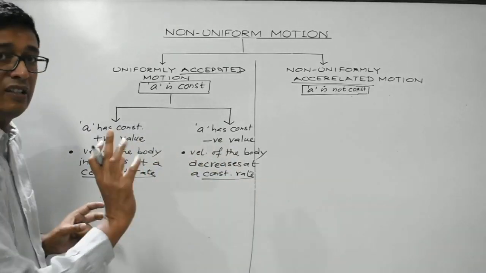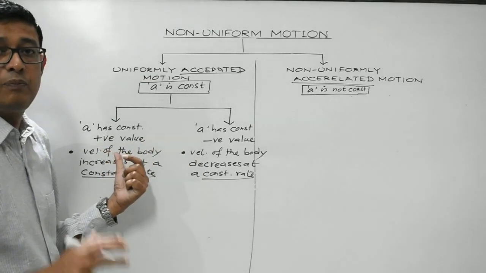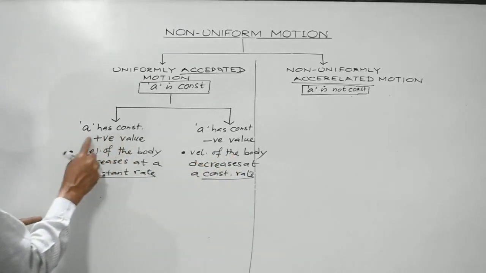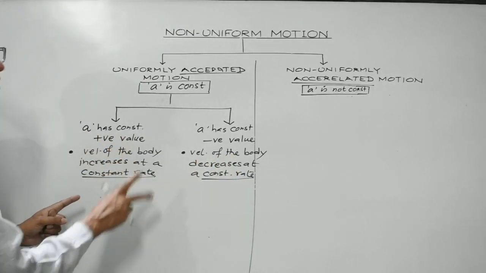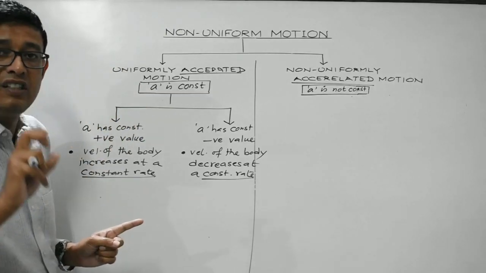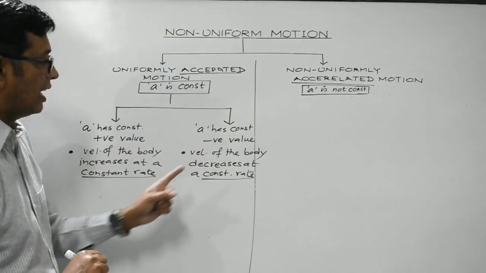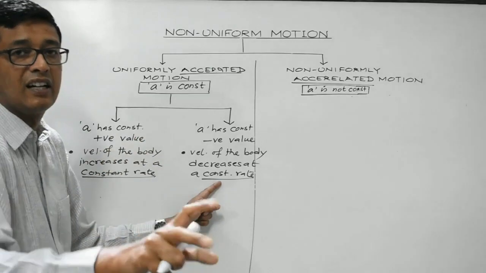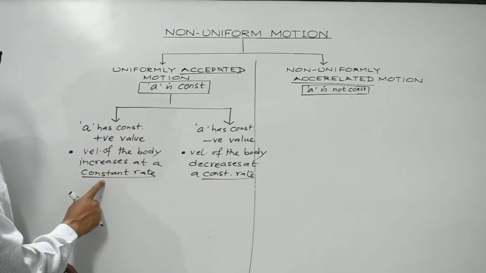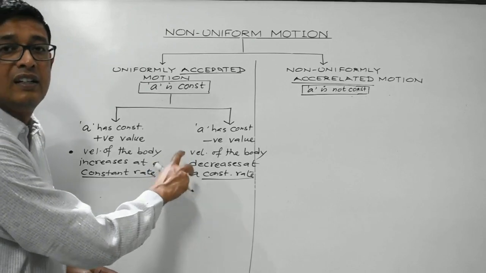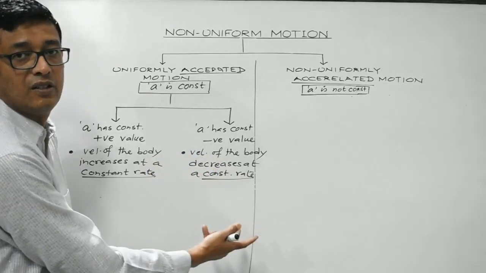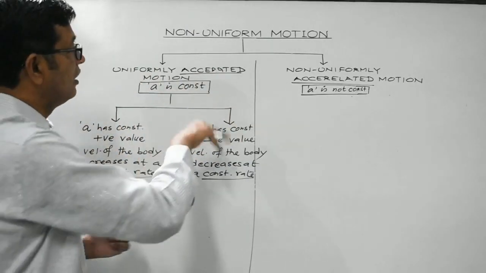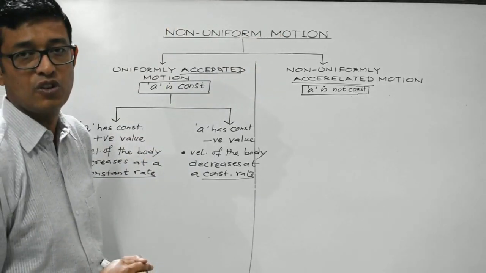In both cases, A is constant. But in this case, A is having positive constant value. In the second case, A is having constant negative value. If it possesses constant positive value, it means that the velocity of the body is increasing at a constant rate. And if A is having constant negative value, it means that the velocity of the body is decreasing at a constant rate. So it is the case of uniformly accelerated motion, and the case of uniformly decelerated or uniformly retarded motion. Both are cases of accelerated motion, which in turn is the case of non-uniform motion. Clear?